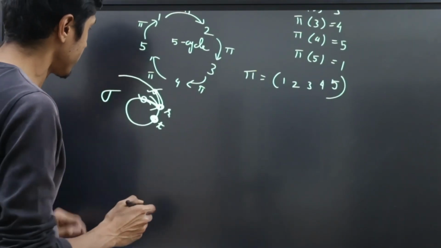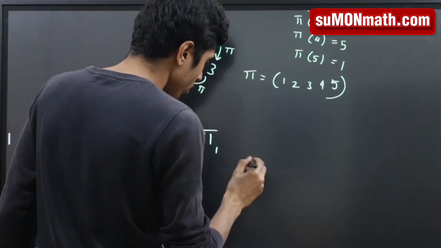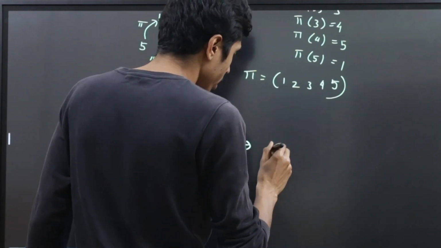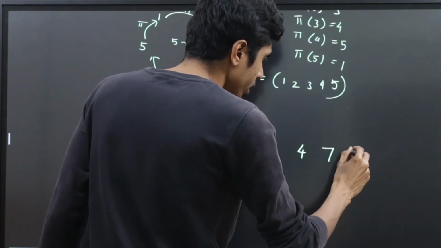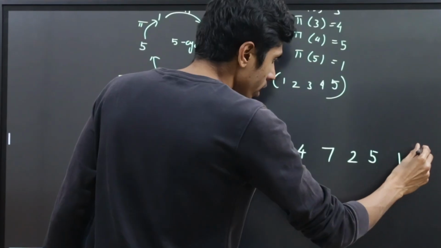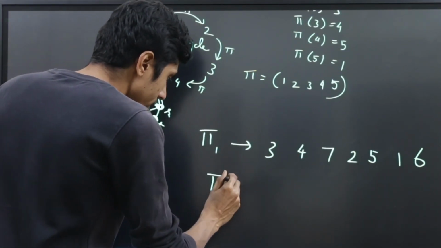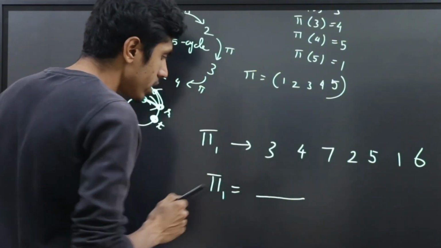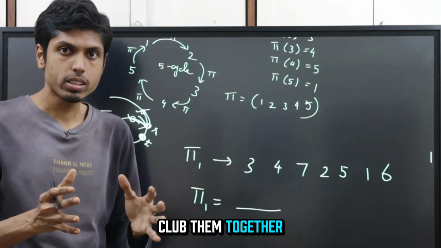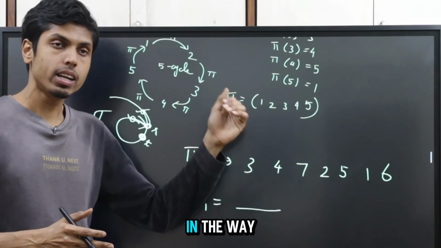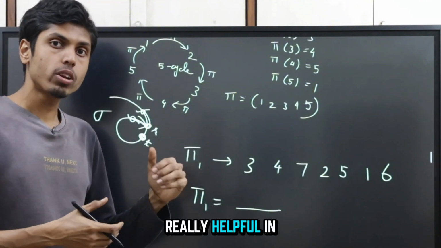As an exercise, let me give you a permutation pi 1 that looks like this. Of the numbers 1 to 7, you have the permutation 3, 4, 7, 2, 5, 1 and 6. This is the given permutation. Can you write or express this in terms of cycles? Just arrange all the cycles, club them together and represent it in the way we represented the other permutations. This will be really helpful in problem solving.